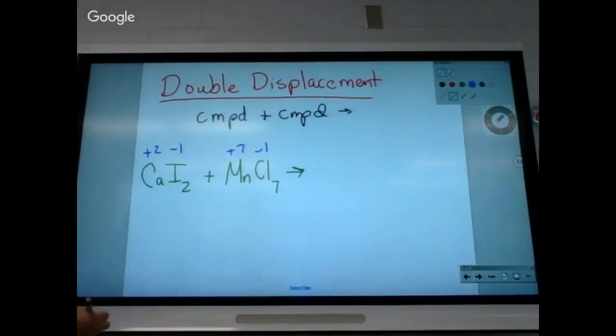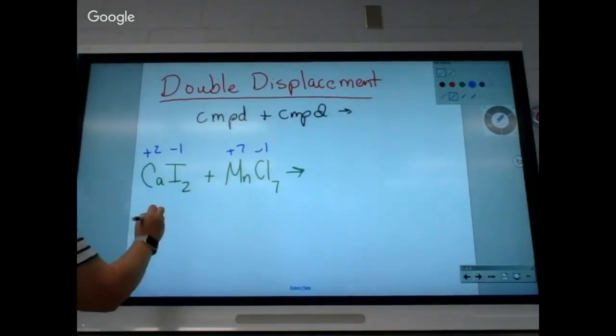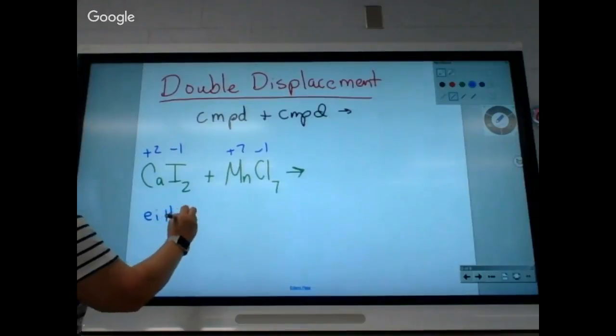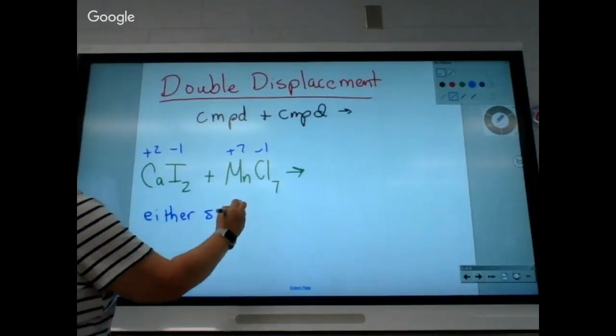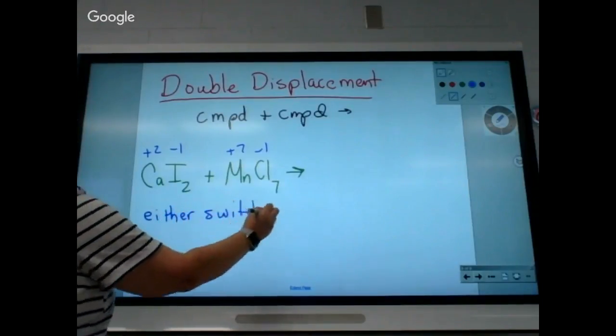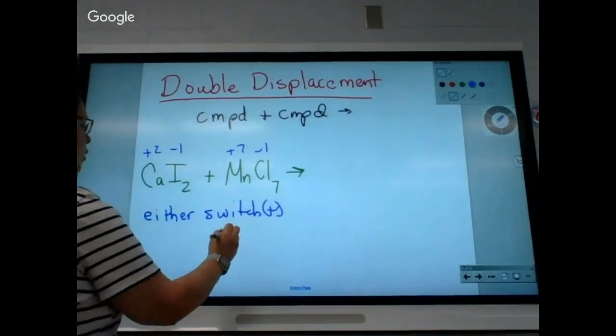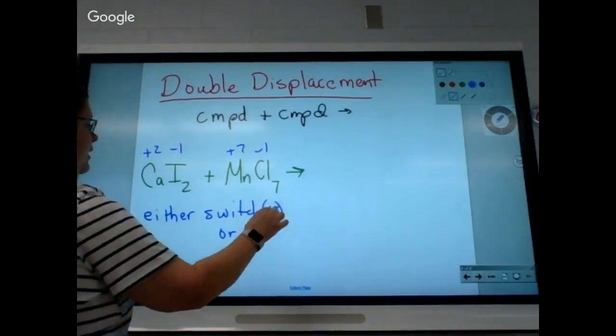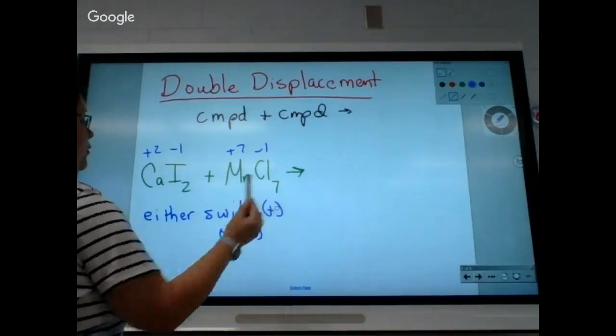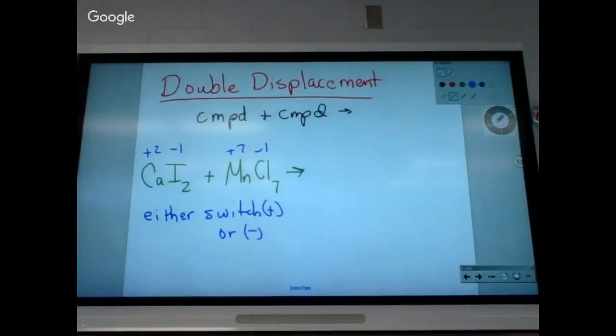Okay. So this time we have choices. You can either switch the positives or the negatives. Now, I tell people, pick one you like best. I always switch the positives.